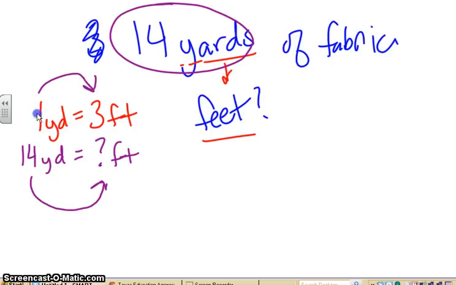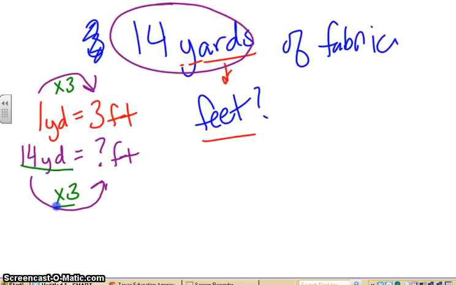How did they get from 1 to 3? Now remember, when we convert things, we have to multiply or divide. We don't ever add or subtract. So what did I have to do to the 1 to make it into a 3? Well, I had to multiply it by 3. 1 times 3 is 3. Whatever we do to the top, we have to do to the bottom. So if I did the times 3 to the top, I've got to do times 3 to the bottom. So how am I going to figure out how many feet are in 14 yards? I'm going to take 14 yards, multiply it by 3, and I'll have my feet.